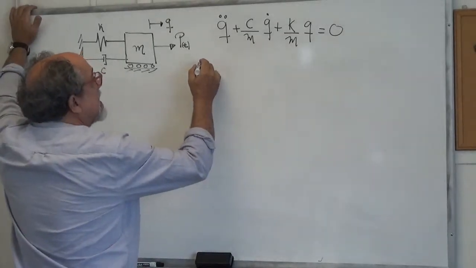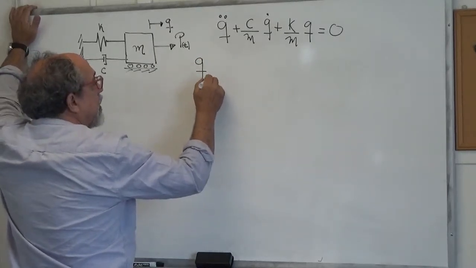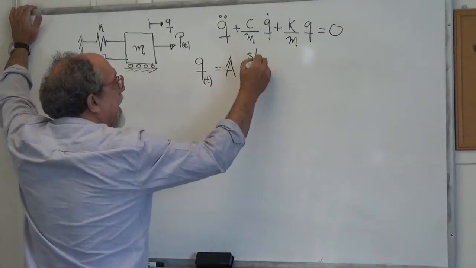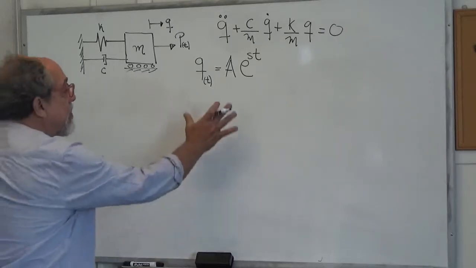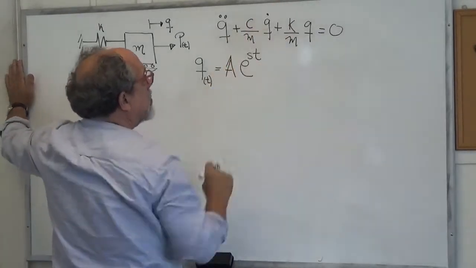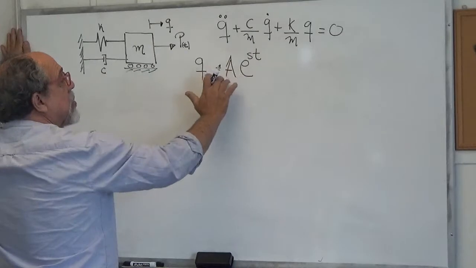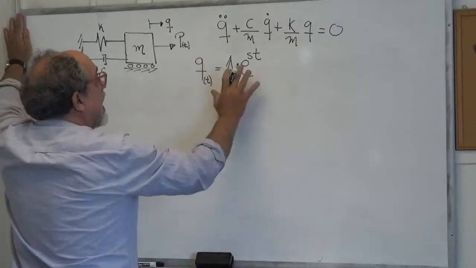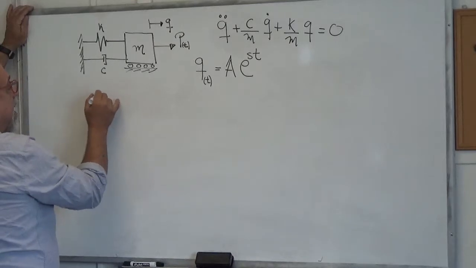So we say, let's see what happens if we inspect this form, a e to the st, where I don't know what a is, I don't know what s is, but I want to see what happens when I substitute it in the equation if the solution is of this form. Now, taking two derivatives of this, all we get is s squared. Taking one derivative, all we get is s.